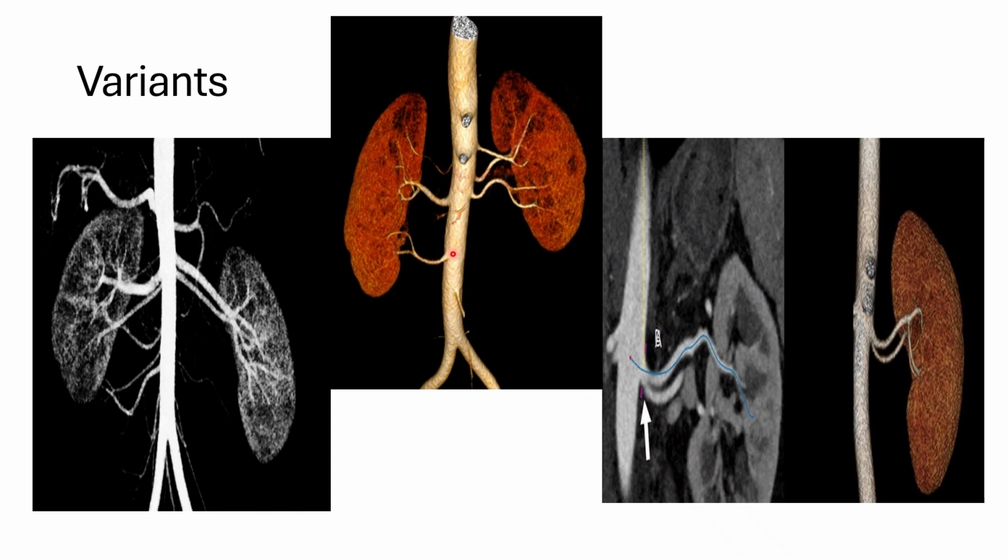This additional artery is joining at the lower pole of the right kidney. So this is the aberrant renal artery. We can see here also, these are the aberrant renal arteries. Now another variant is the early branching. We can see here, this is the early branching.